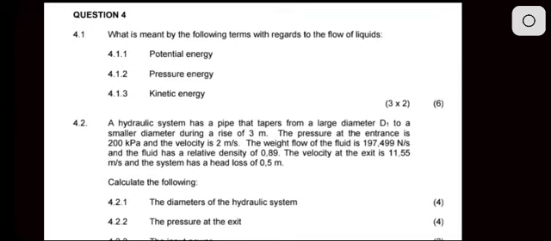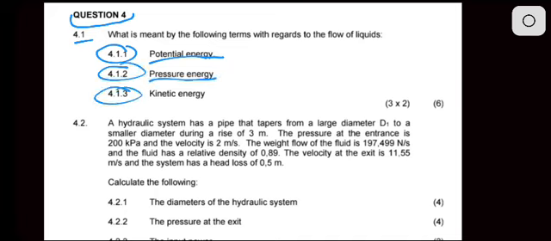We're still under fluid mechanics, which is N5. We've been given question 4. It says, what is meant by the following terms regarding the flow of liquid? 4.1.1 potential energy, 4.1.2 pressure energy, 4.1.3 kinetic energy. What do these mean regarding the flow of liquid?